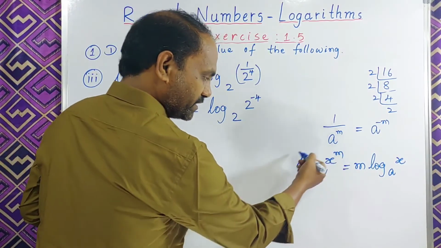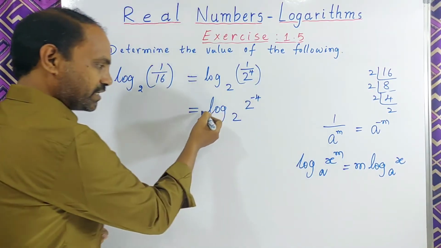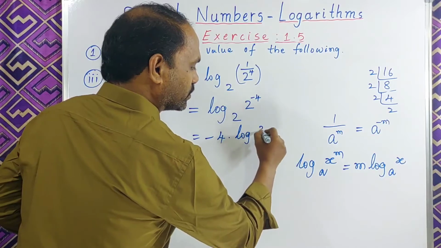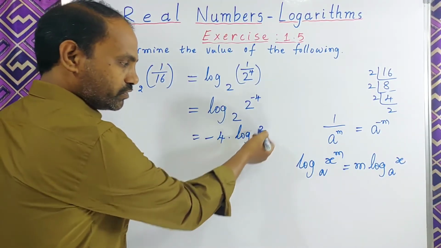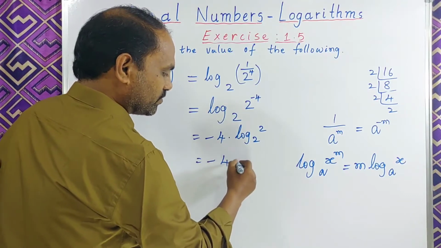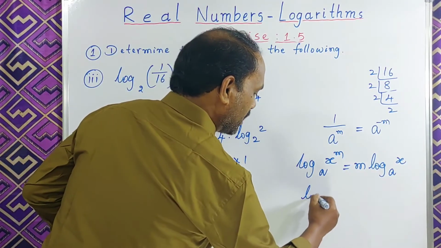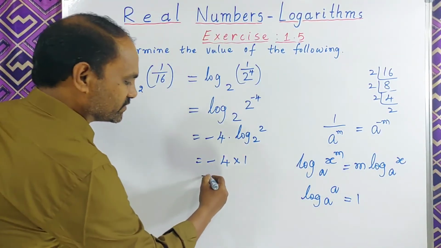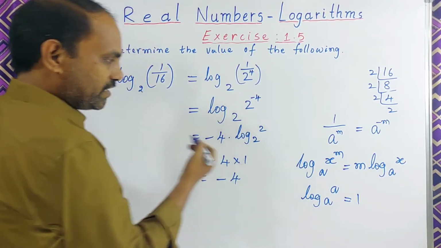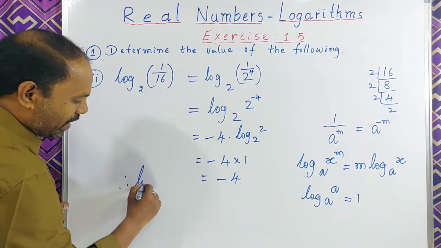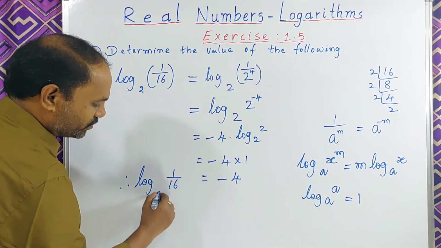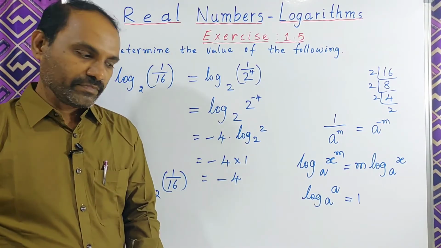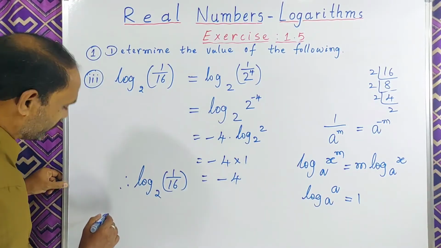So you should bring this exponent forward here: minus 4 into log 2 to the base 2. The value of log 2 to the base 2 is 1, from log a base a is equal to 1. So this value is minus 4 into 1, which is minus 4. Therefore, log 1 by 16 to the base 2 is equal to minus 4. And the next question, the fourth one.